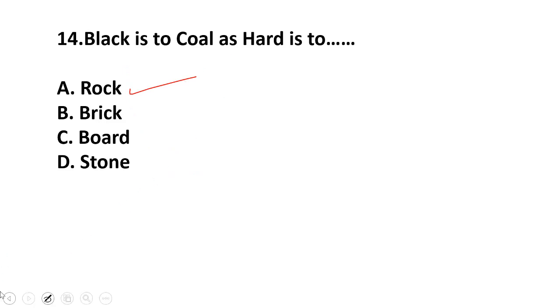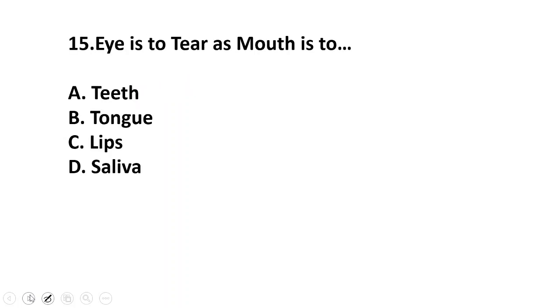And the last one of today's session is number 15. Eye is to tear as mouth is to. Now, in the eye, you get tears. Tear means asu. So in the mouth what do you get? Can it be teeth? Many of you will make the mistake of teeth. Teeth, tongue, lips, saliva. Now teeth are also in the mouth, tongue is in the mouth, lips are also there. But what you get in the mouth is saliva.